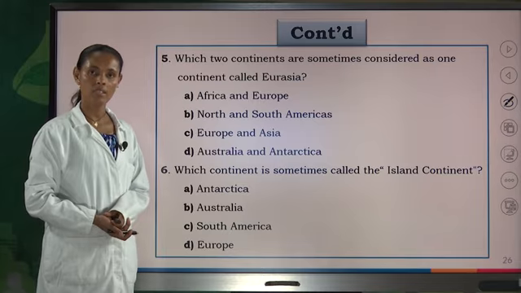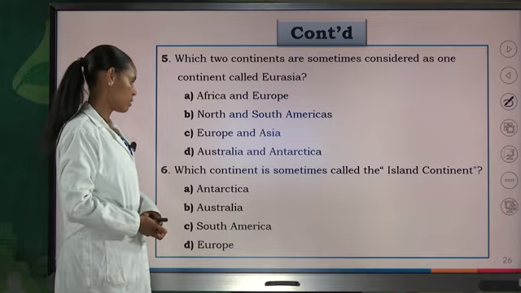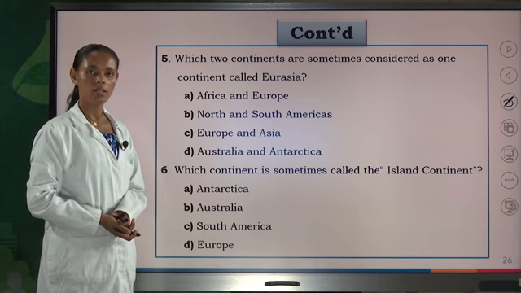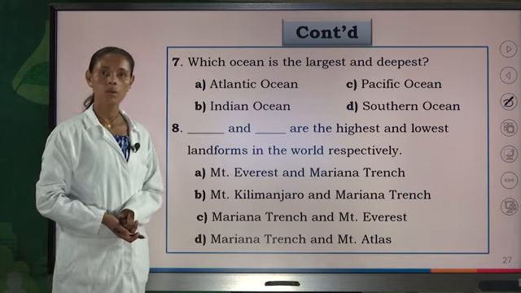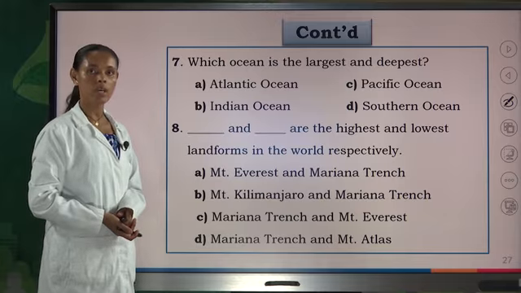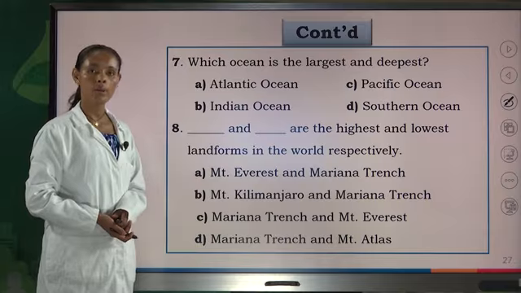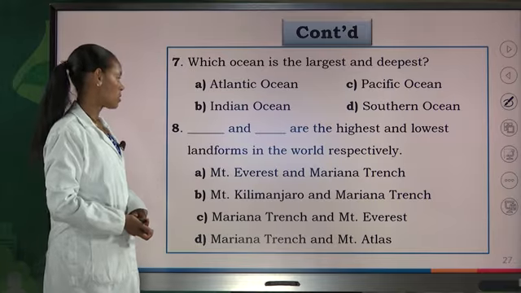Question number 6. Which continent is sometimes called the Island continent? A. Antarctica, B. Australia, C. South America, D. Europe. Question number 7. Which ocean is the largest and deepest? A. Atlantic Ocean, B. Indian Ocean, C. Pacific Ocean, D. Southern Ocean.